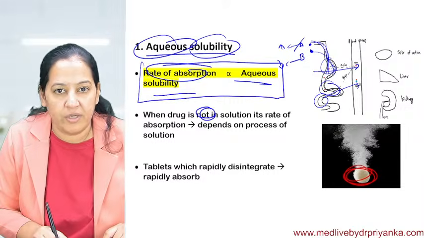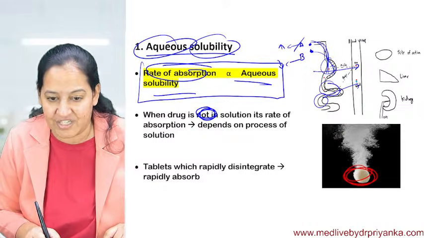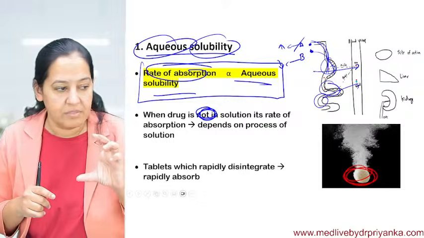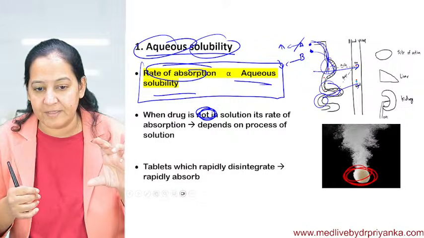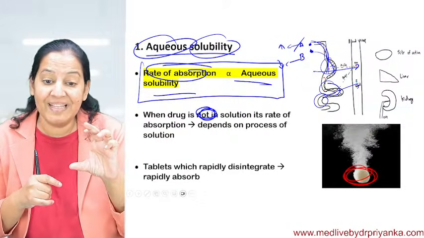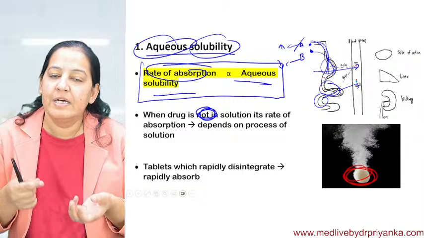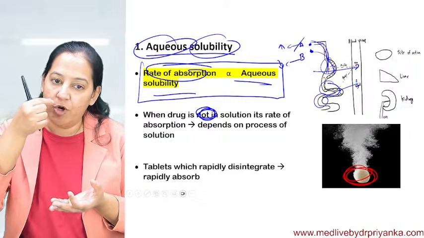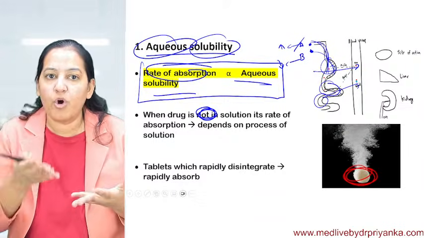If a drug is not in the solution state, if we are taking syrup directly, syrups are also available. I have many syrups over here. What do you mean by syrup? It's already liquid. So if the drug is taken already in liquid form, its soluble form, it will directly get absorbed. There is no question of solubility.